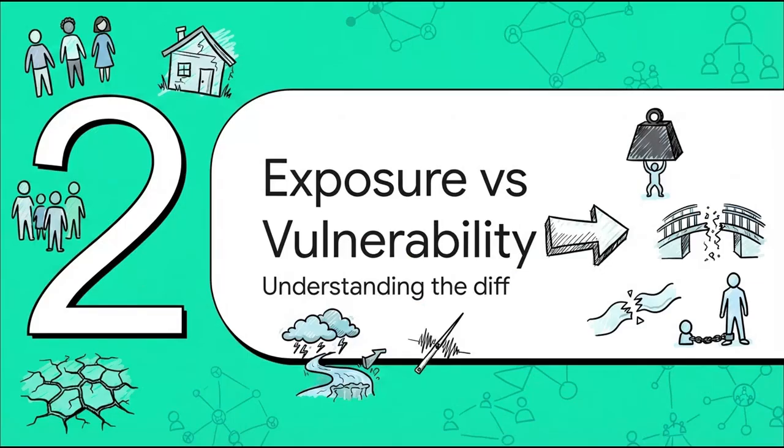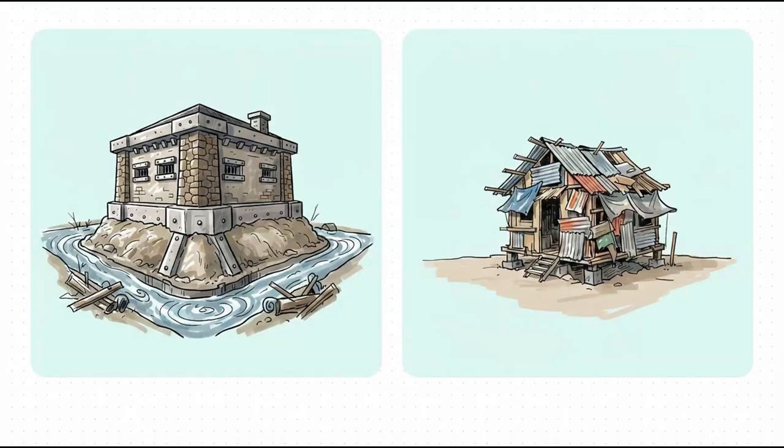Which brings us right to Section 2, exposure versus vulnerability. There's a super common confusion between being exposed and being vulnerable that we really need to clear up to grasp this topic. So imagine a wealthy, highly developed neighborhood built right on a floodplain. They have extremely high exposure, but because they have sturdy houses built on stilts, fantastic insurance, and the financial means to evacuate early, they actually have very low vulnerability.